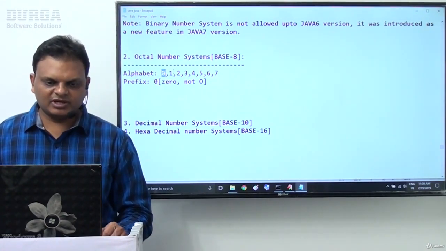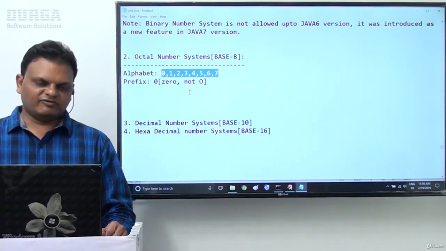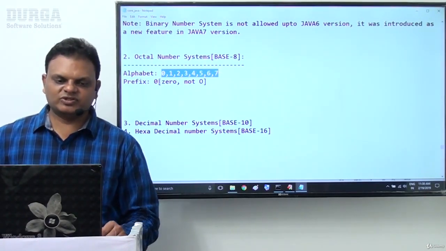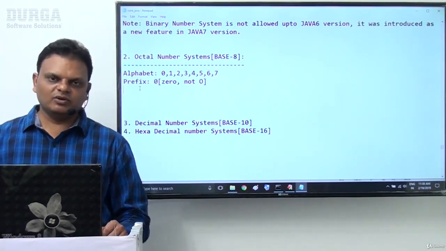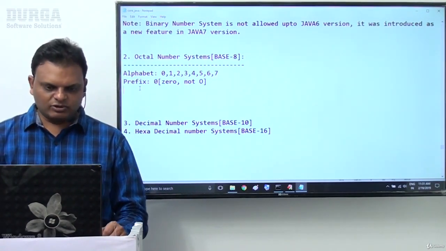So we can prepare that number by using digits 0 to 7, and that number must be prefixed with 0. Then only this number is an octal number system. We are going to see one example here.